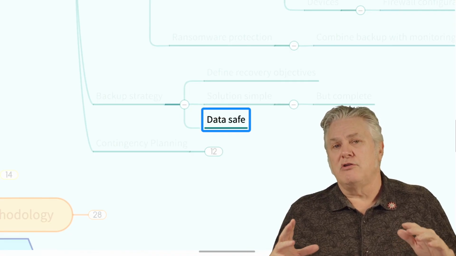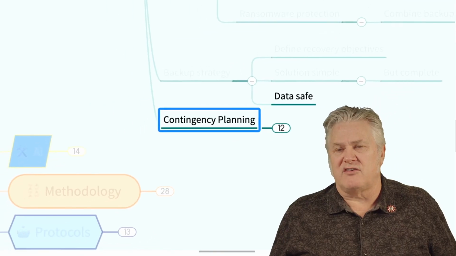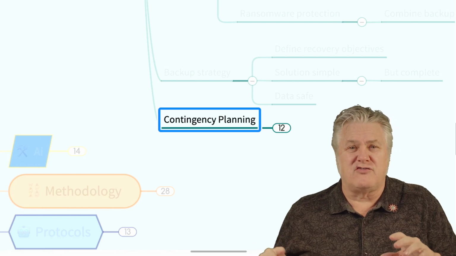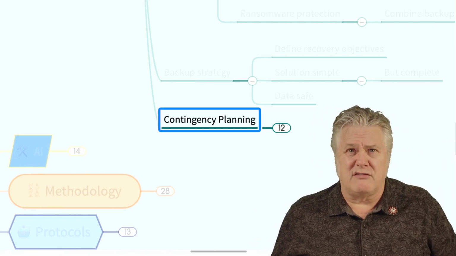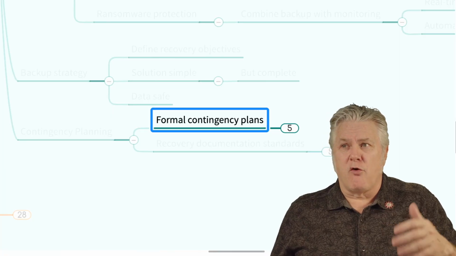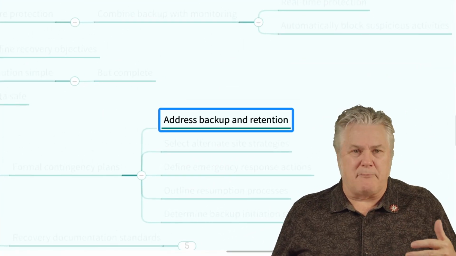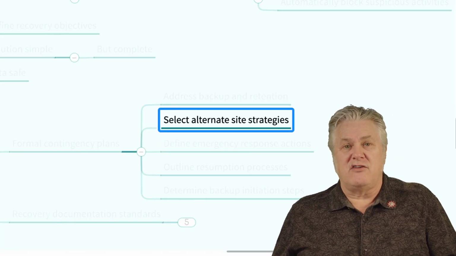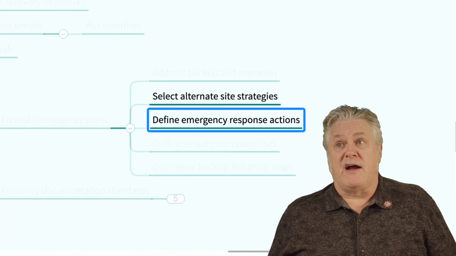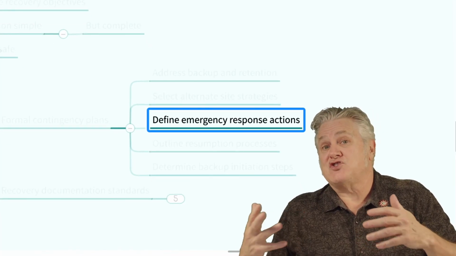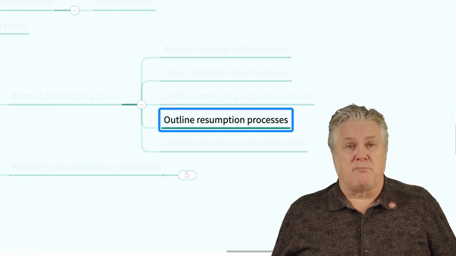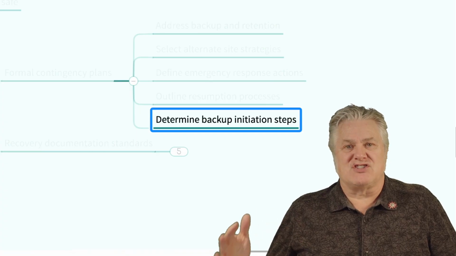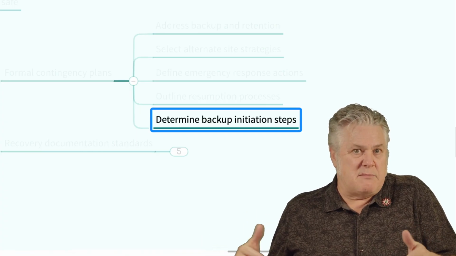Now this fits into a larger process within our organization. It would be called contingency planning. And I'm going to point to it right inside of here. So here's the general on contingency planning. And by the way, I have a whole recording on contingency planning out there. So your formal contingency plans include addressing the backup and retention. That was the thing that we just talked about. Selecting alternate site strategies where our backups may be held. Defining emergency response actions, who can restore these things. Outline our resumption process, restore them where and to what. And determine the backup initiation steps. This would be maybe getting another copy.